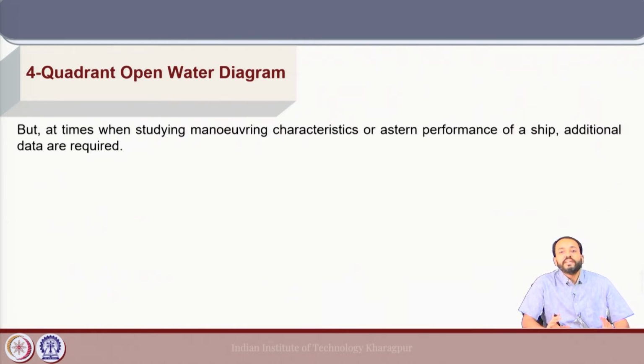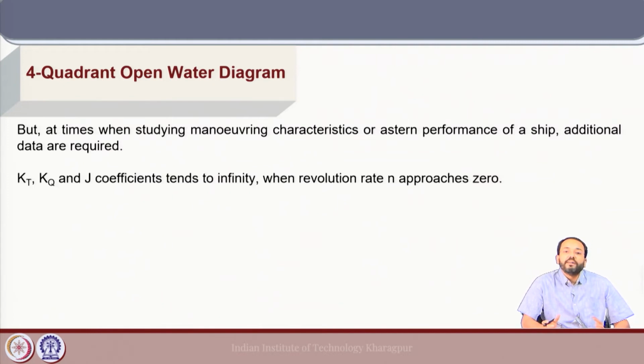Due to some specific requirements, when we do maneuvering characteristics or calculate the astern performance of a ship, some additional data for the propeller is required. So, the concept of the 4-quadrant open water diagram comes here. By definition, when the propeller RPM approaches 0, these coefficients Kt, Kq and J will approach infinity.